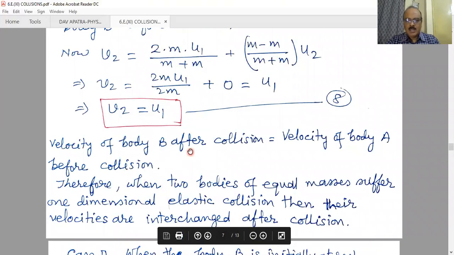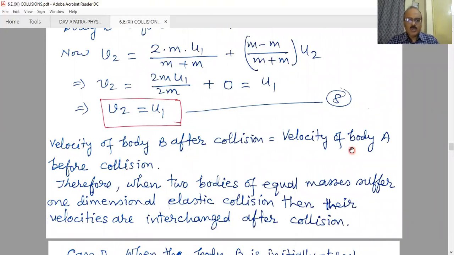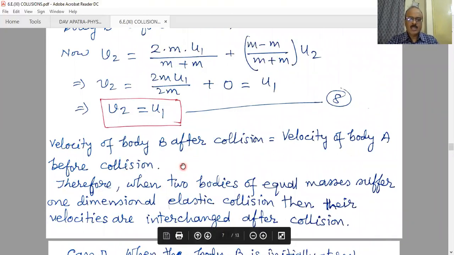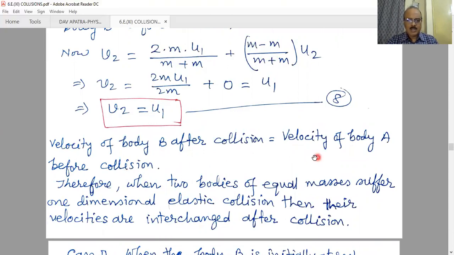Velocity of the body B after collision equals the velocity of the body A before collision. These two are equal. Now we can say that when two bodies of equal masses suffer a one-dimensional elastic collision, then their velocities are interchanged after the collision. If two masses collide in one dimension, at that time their velocities interchange.